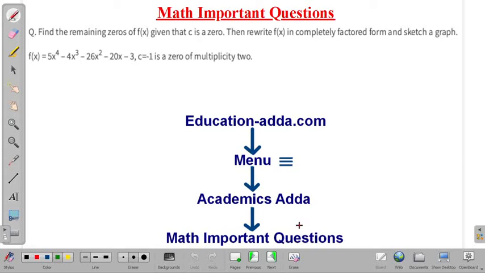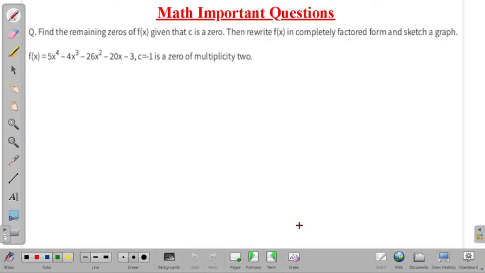Okay friends, so coming back to the given problem, see what is given here. A function is given here, f(x) equal to 5x to the power 4 minus 4x cube minus 26x square minus 20x minus 3. And it is given that c is a zero. Here you can see c equal to minus 1 is a zero of multiplicity 2. Okay. So we need to rewrite f(x) in a completely factored form, find the remaining zeros of f(x), and then sketch the graph of f(x). Okay friends, so one by one we will discuss.